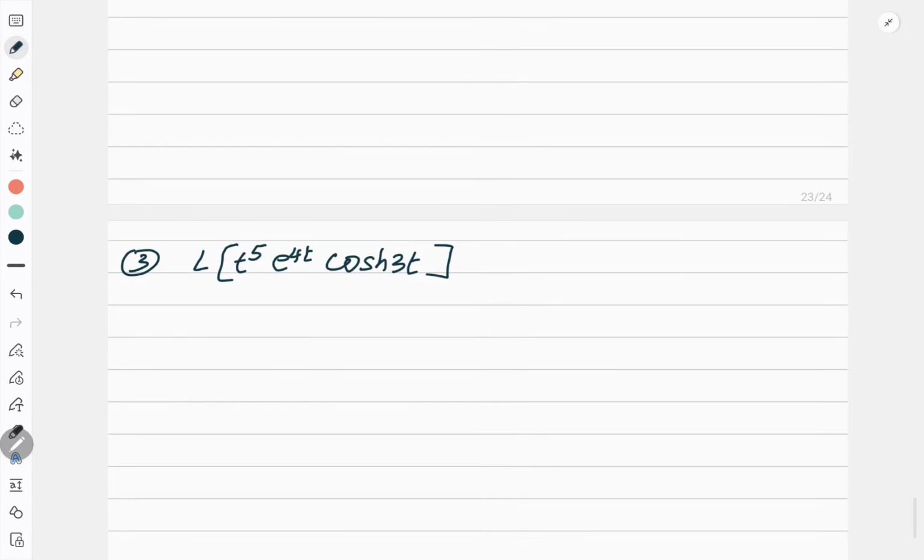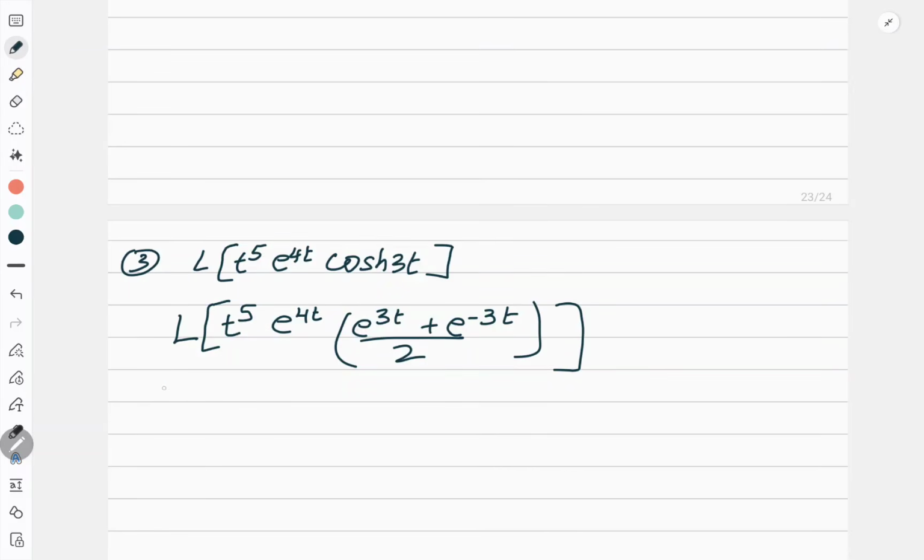Now look at this. Here you can see the 3 things. So what you have to do here, I know cos hyperbolic is what? Cos hyperbolic is an exponential thing only. So let me first simplify it. It is (e to the power 3t plus e to the power minus 3t) upon 2. Okay. 1 by 2 I can put outside.